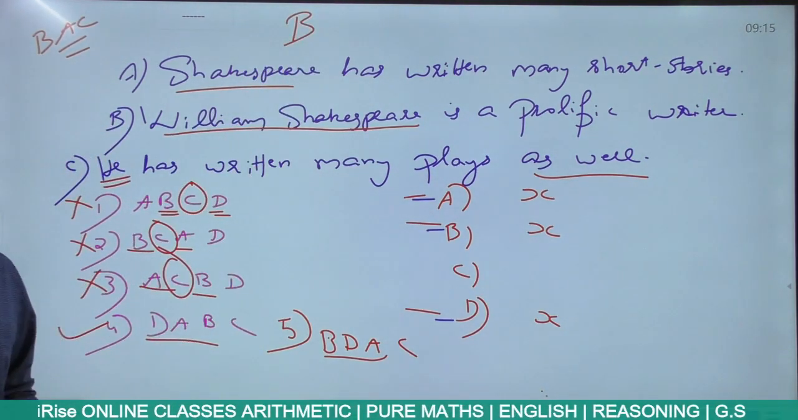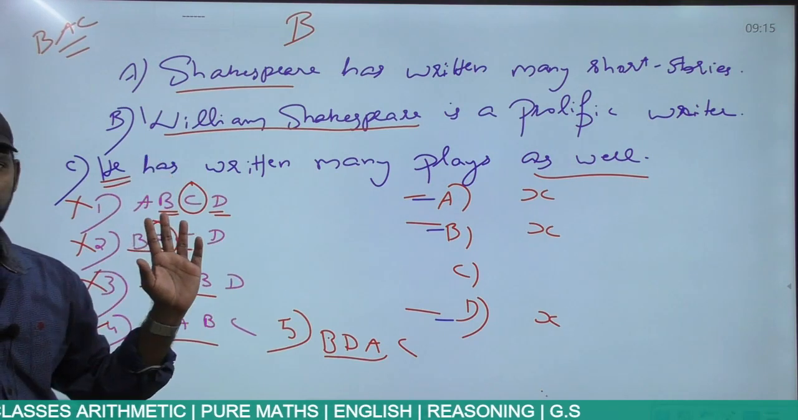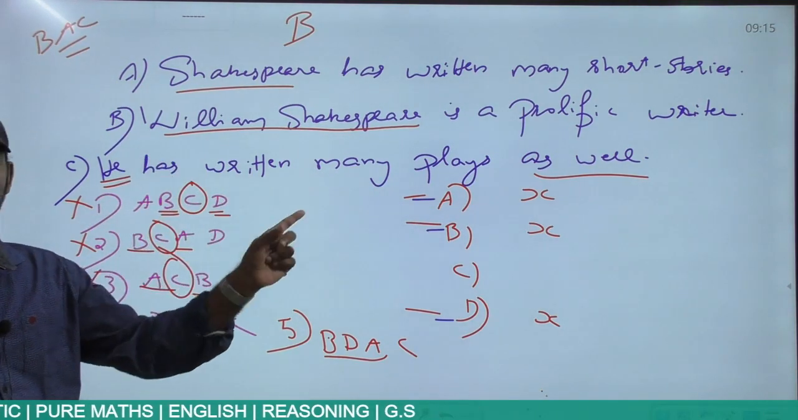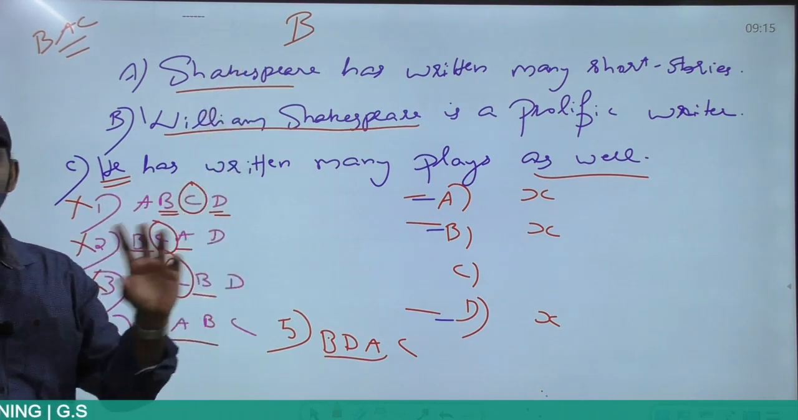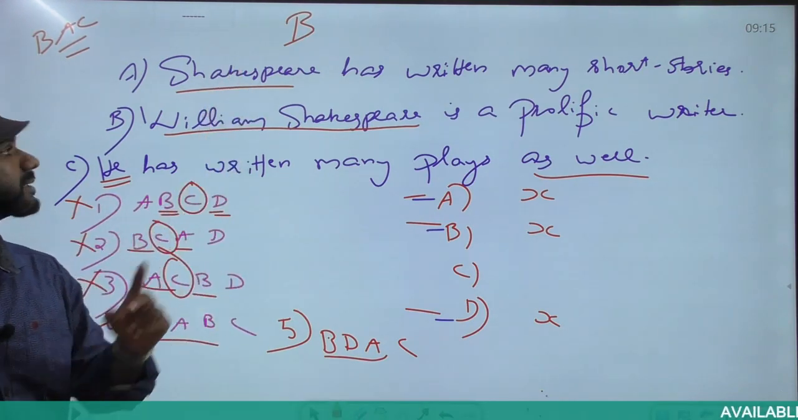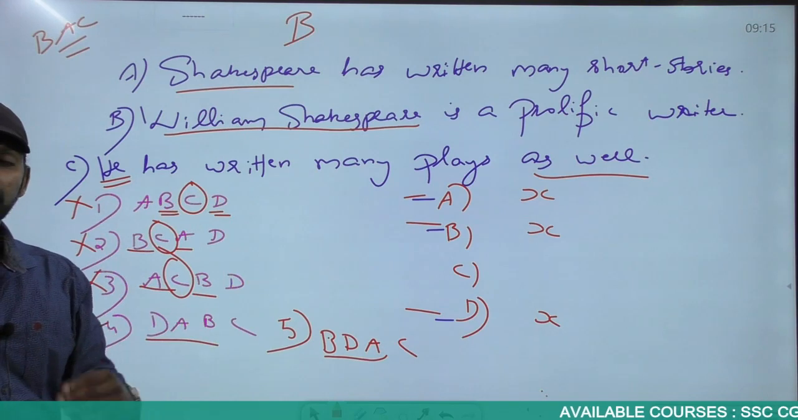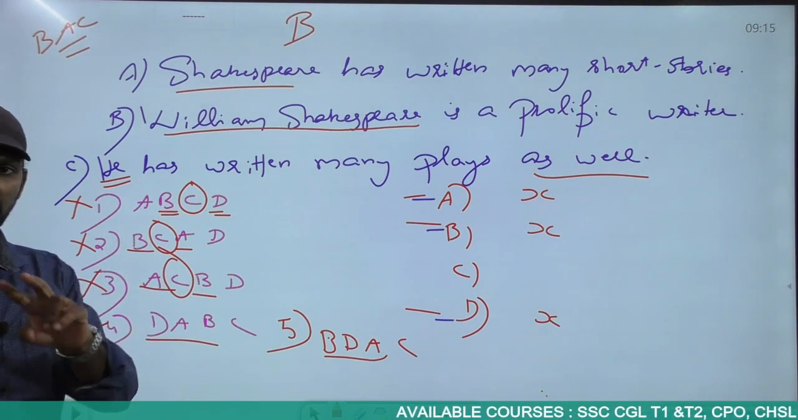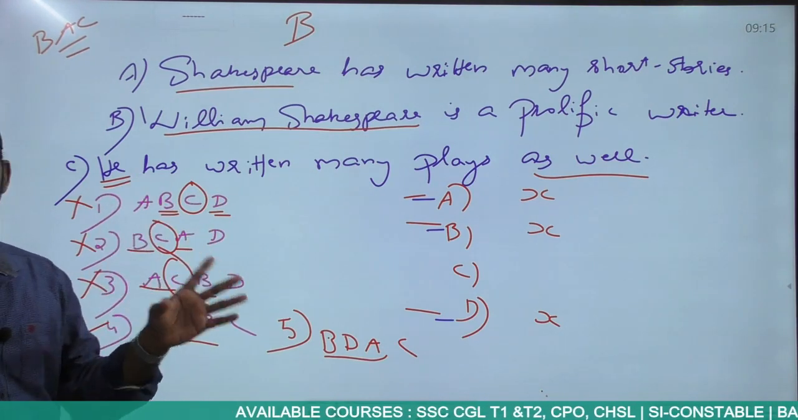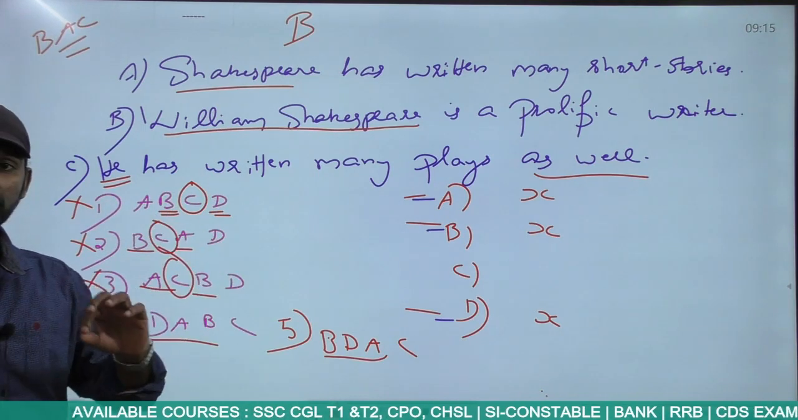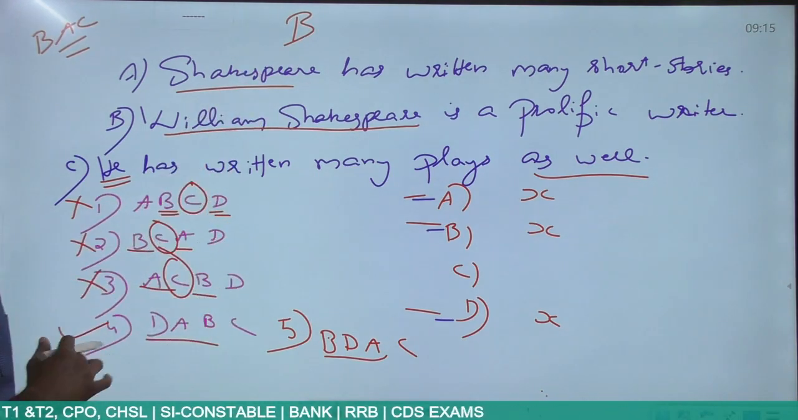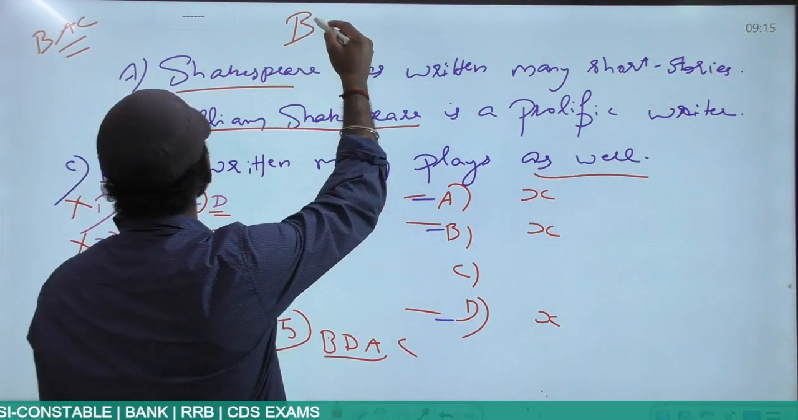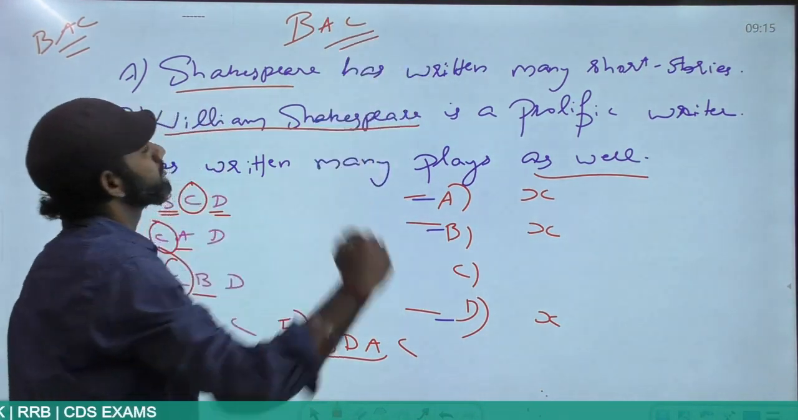Now we have two sentences left, A and C. The indicator is there in C. I told you, when an indicator connects two sentences, A and C, the indicator must come in the second sentence. We have two sentences left, A and C. The indicator is there in C. So C must be the second sentence when you compare A and C. So here it cannot be BCA, it must be BAC.